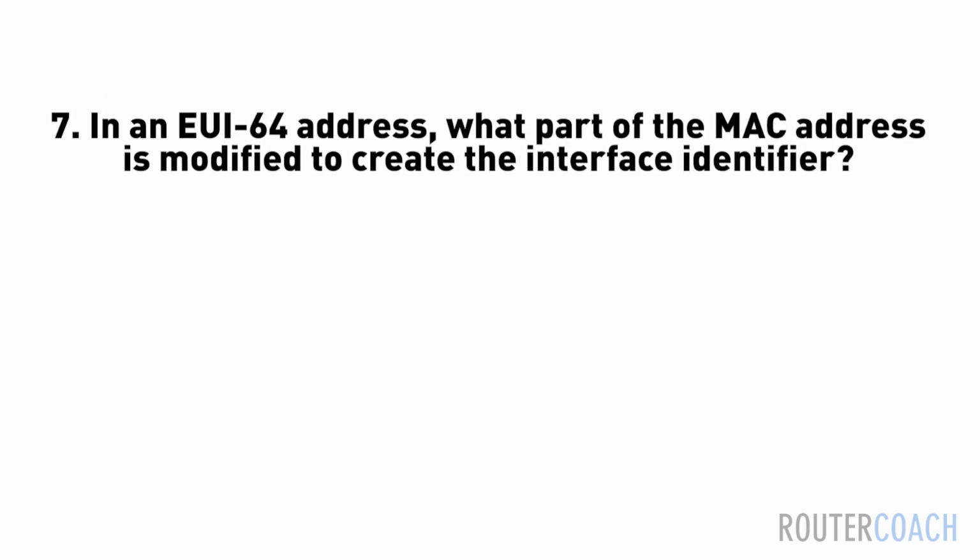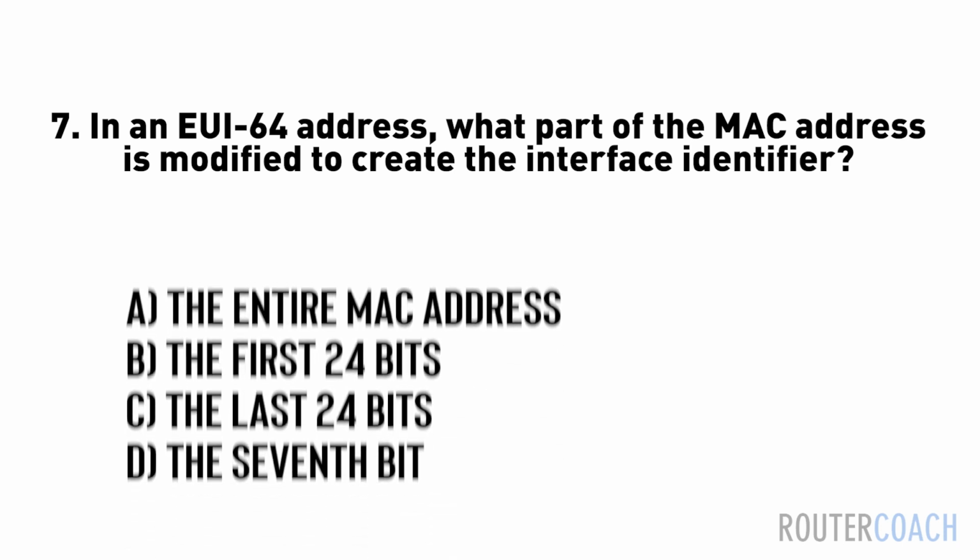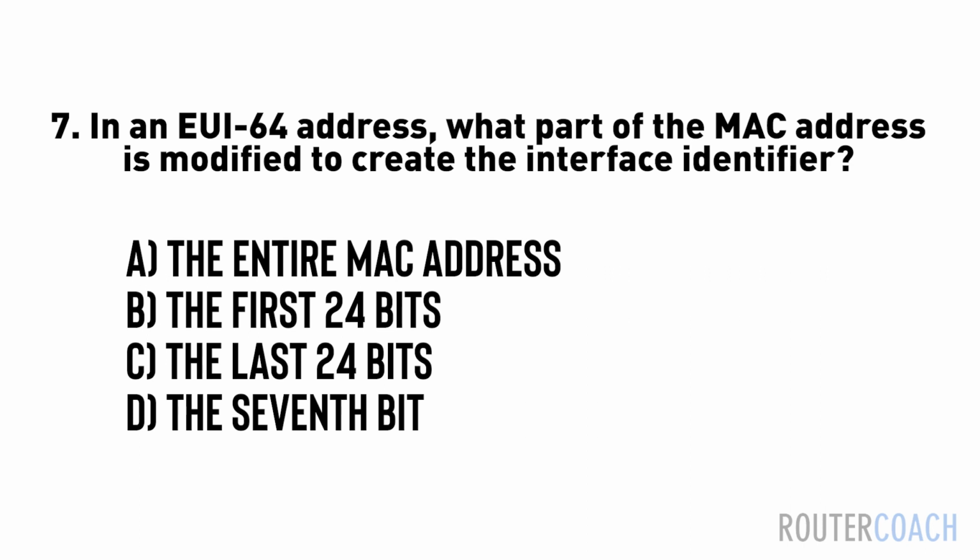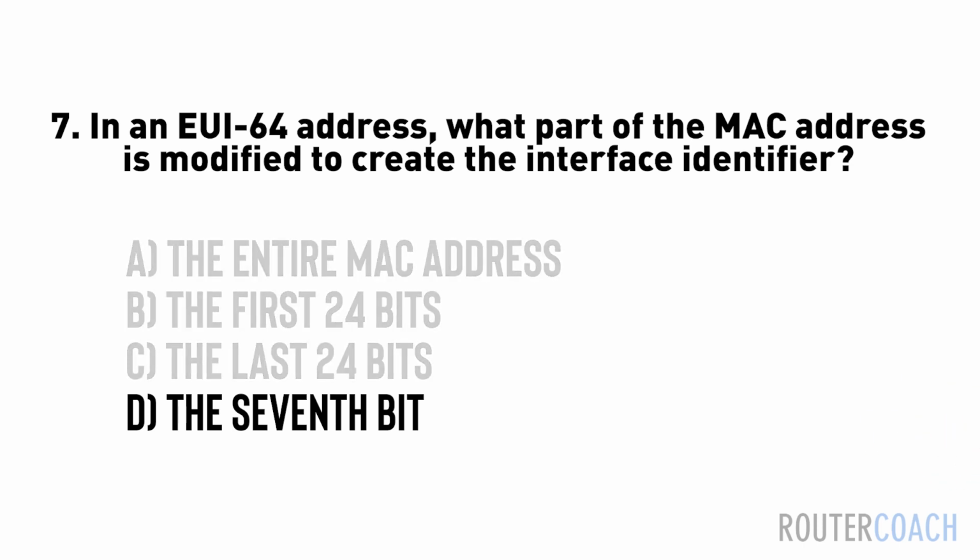7. In an EUI64 address, what part of the MAC address is modified to create the interface identifier? A. The entire MAC address. B. The first 24 bits. C. The last 24 bits. D. The 7th bit. The answer is D.